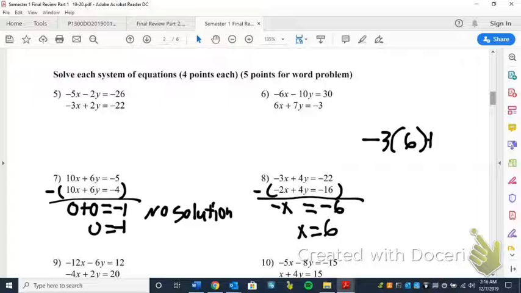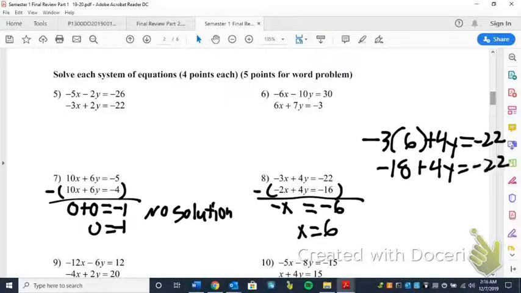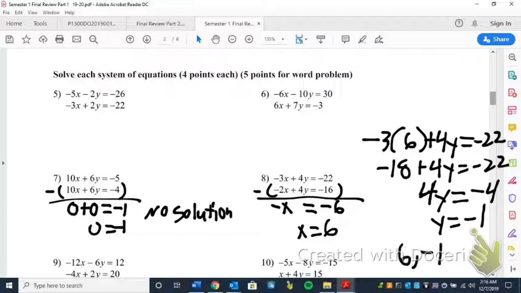We then take the 6, plug it back in, so we get negative 3 times 6 plus 4y equals negative 22. That gives me negative 18 plus 4y equals negative 22. Add 18 to both sides. We get 4y equals negative 4, or y equals negative 1, which gives us an answer of 6, negative 1.